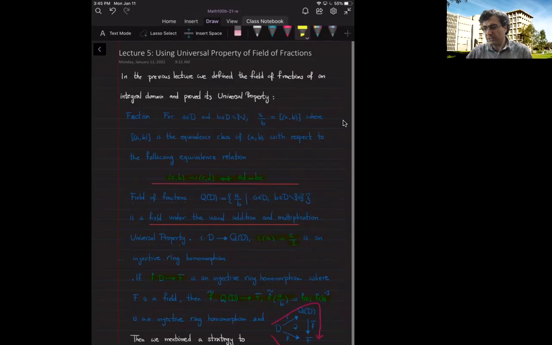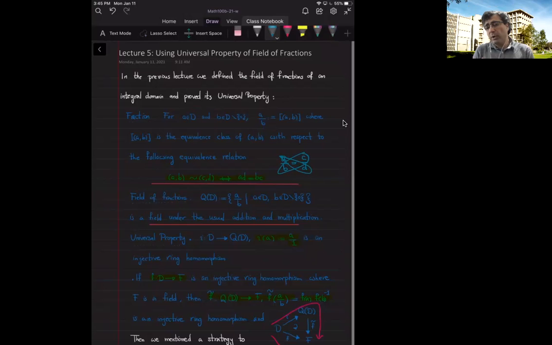And this comes from the intuition that these are supposed to be the same fractions. So if a over b is supposed to be the same fraction as c over d, that happens when a times d is the same as b times c. Based on this intuition, we defined this equivalence relation. We proved that when D is an integral domain, this is indeed an equivalence relation. And then we defined the equivalence class to be the fraction a over b.